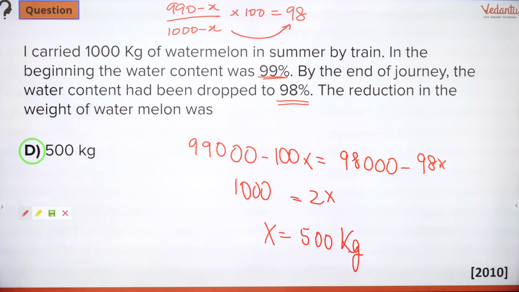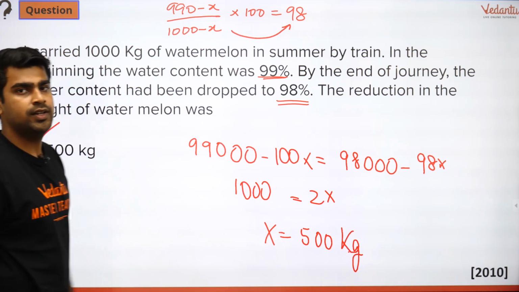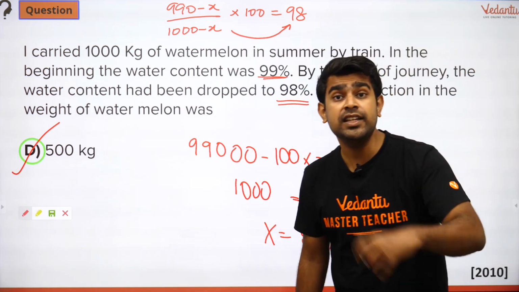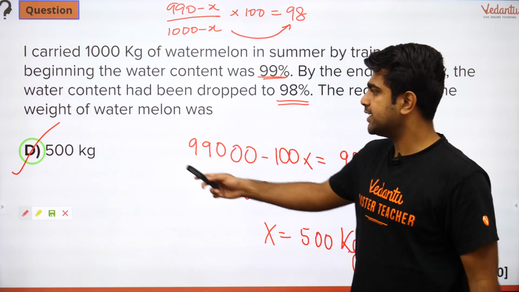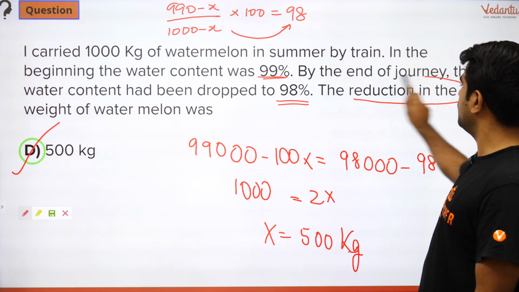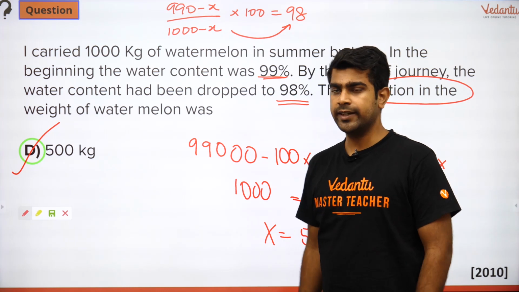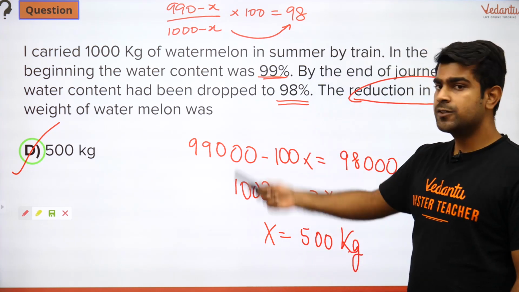And do we have 500 kg in the answer? Yup, that is absolutely right. And what is this 500? 500 is the reduction in weight. And that is what they asked, right? What is the reduction in the weight of watermelon? Okay. So my answer for this question is 500.